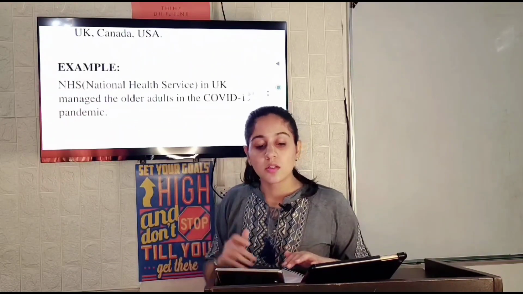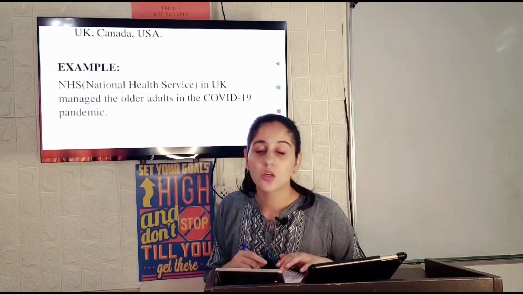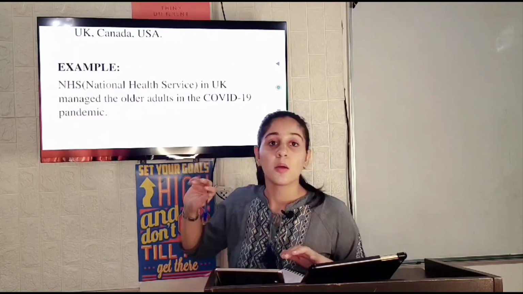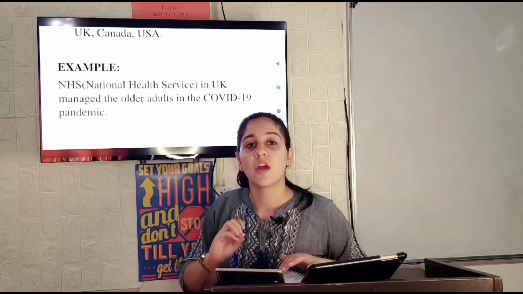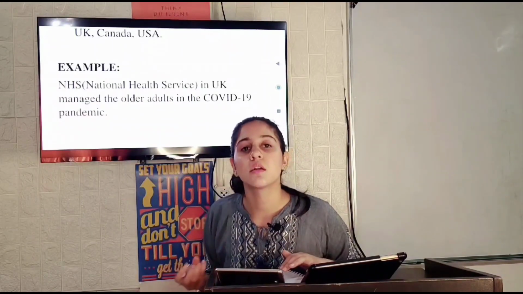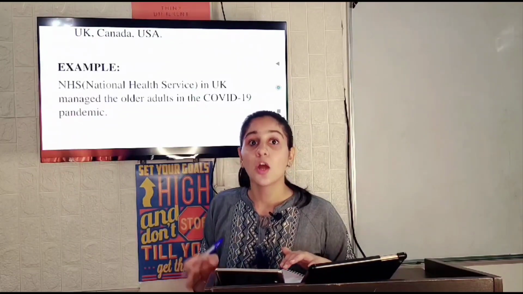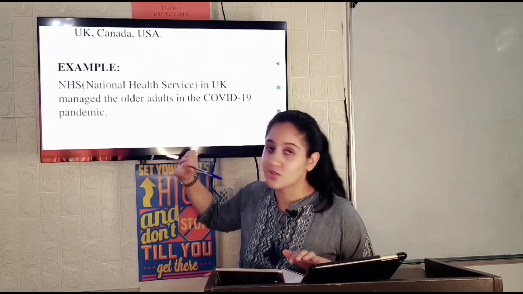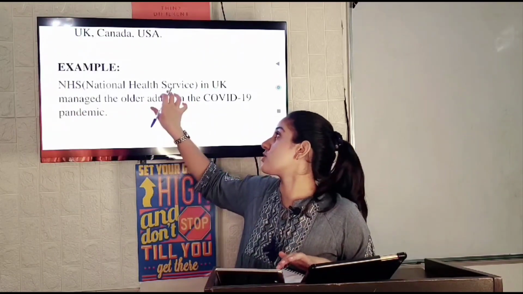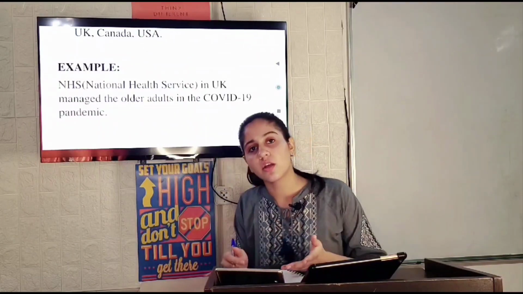So example, the National Health Service in UK managed the older adults in the COVID-19 pandemic. So the National Health Service of UK managed the older adults in a very good manner in the COVID-19 pandemic. So they didn't let the older adults get affected. So as a result, National Health Service would definitely have trained professionals hired. So trained professionals were taking care of the older adults. Okay, because they were requiring extra care.